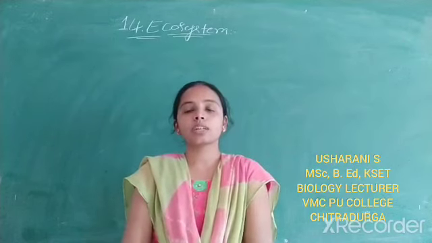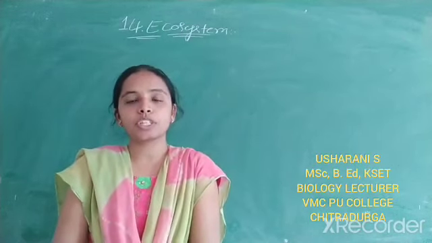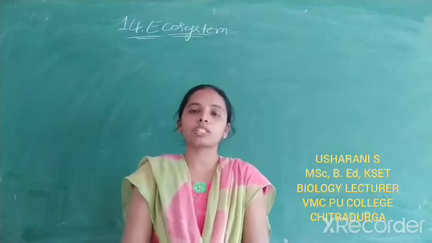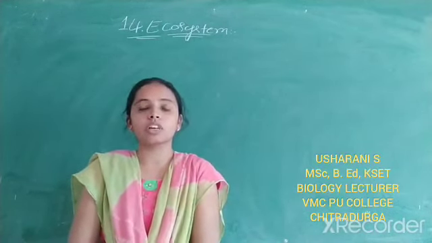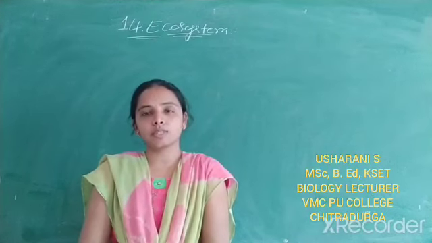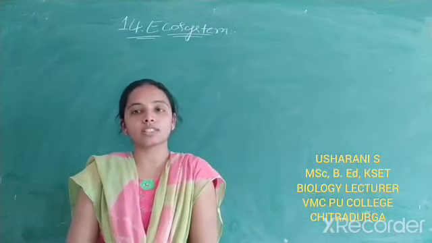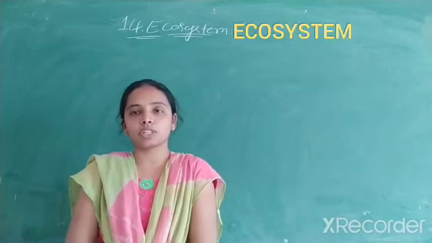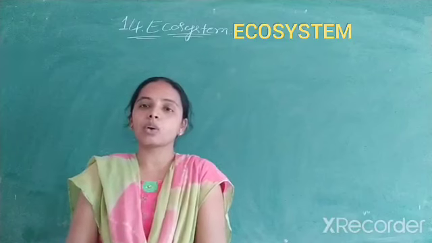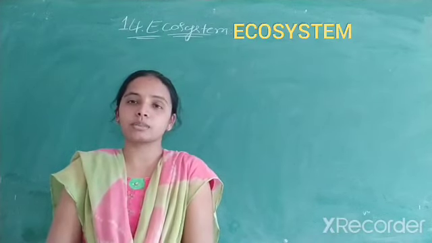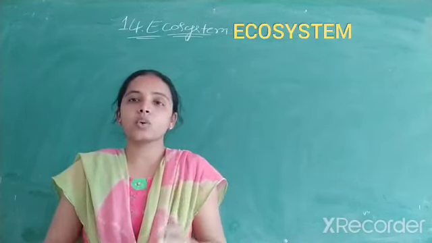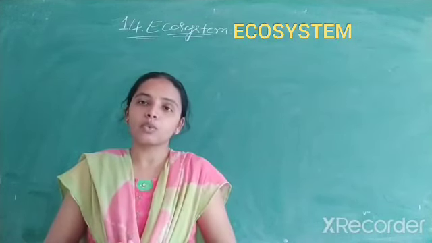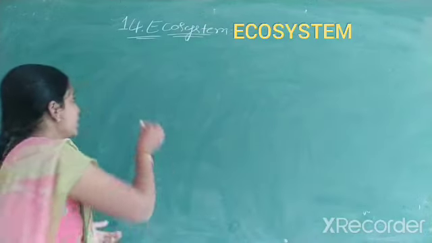As we know, in the previous class, that is in second PU, we discussed the concept of biotechnology: biotechnology principles and biotechnology applications for the world today. In the last unit, we discussed our topic, the ecosystem, the 14th chapter. So what is meant by an ecosystem? An ecosystem is a state which involves the interaction between living organisms and the physical environment.